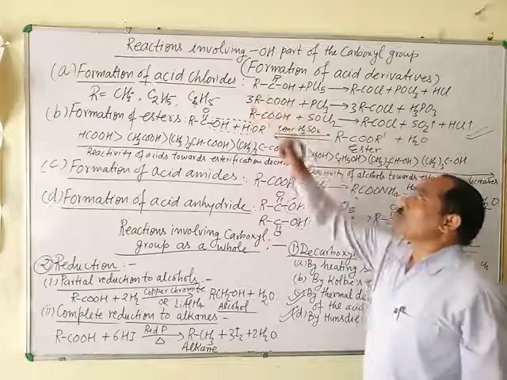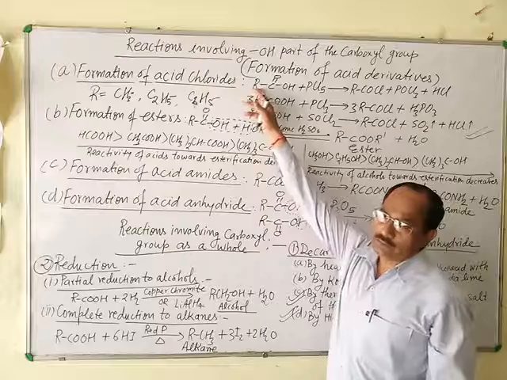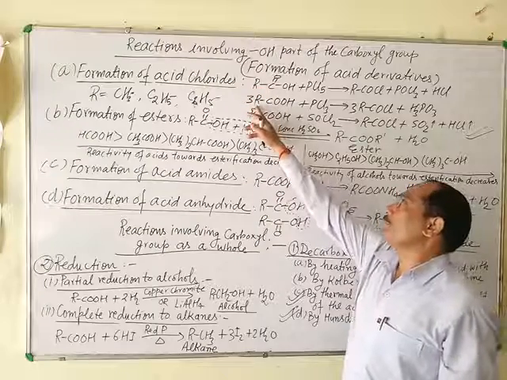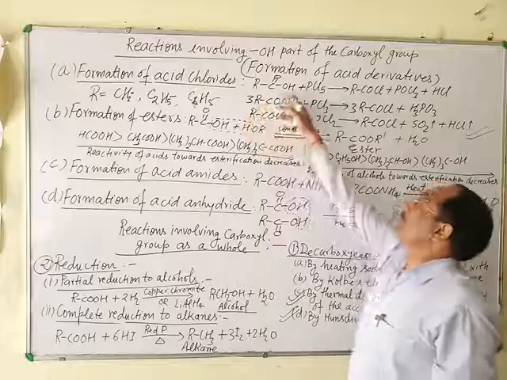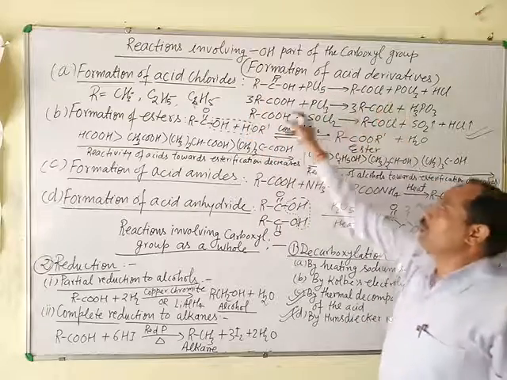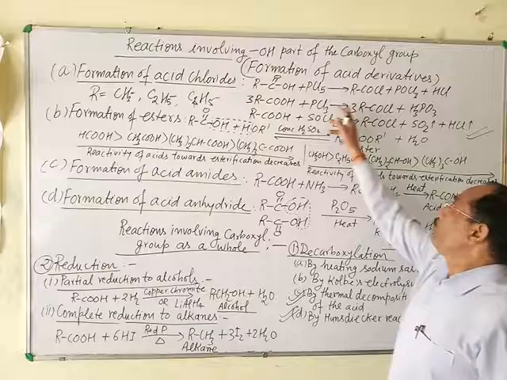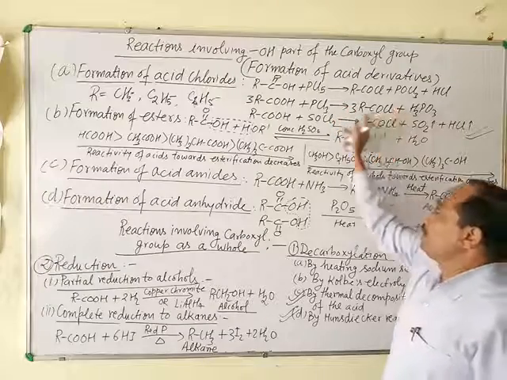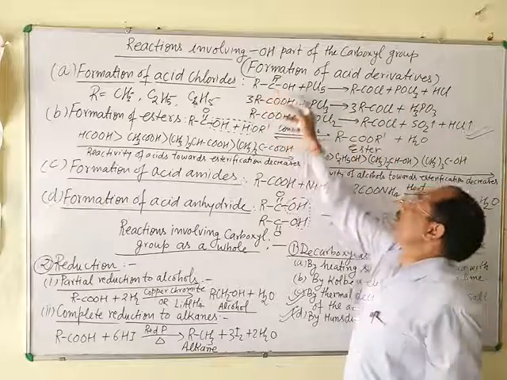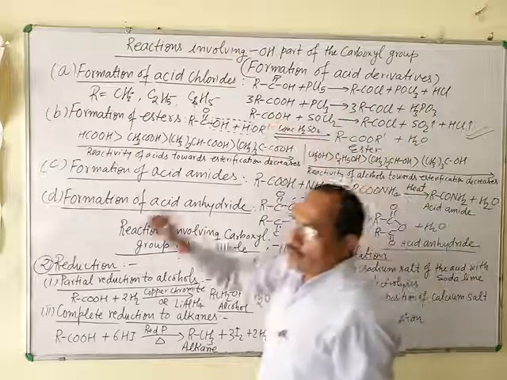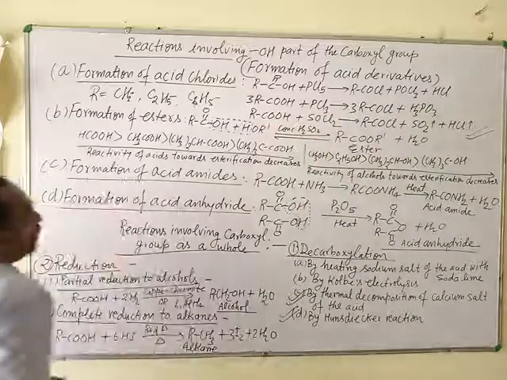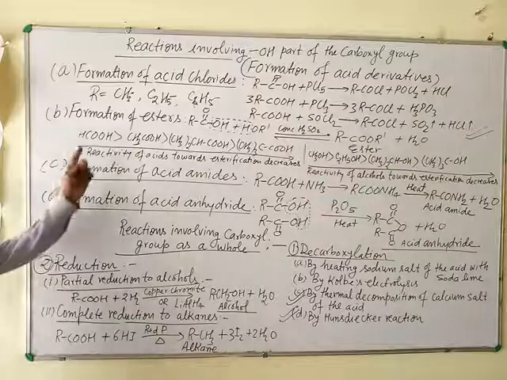If we take R equal to CH3, it becomes acetic acid. If we take C2H5, it becomes propionic acid. With respect to acetic acid, acetyl chloride is obtained. With respect to propionic acid, propanoyl chloride is obtained. With respect to benzoic acid, benzoyl chloride is obtained. These are different examples of acid chlorides or acid halides.